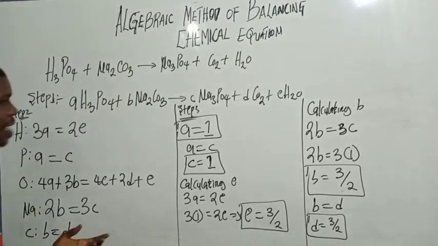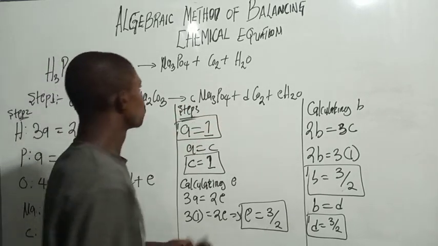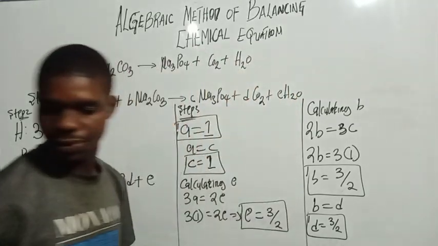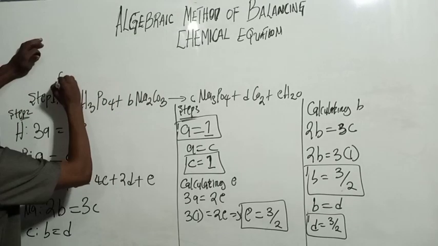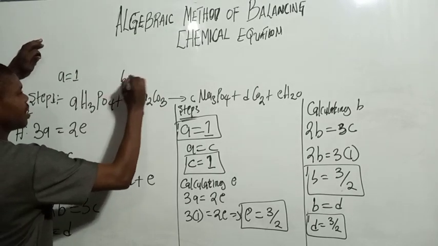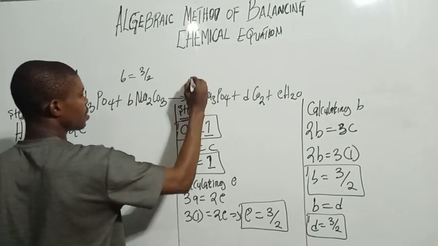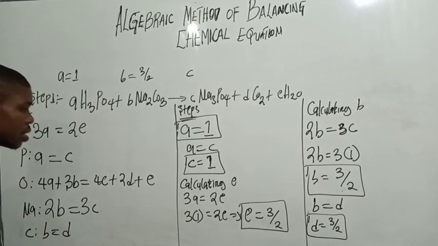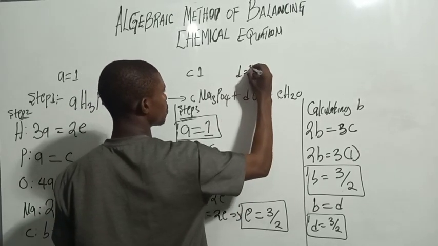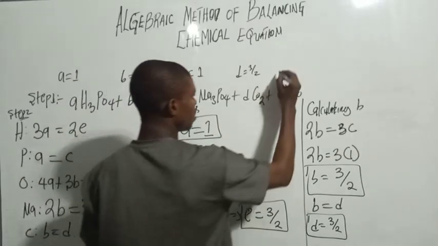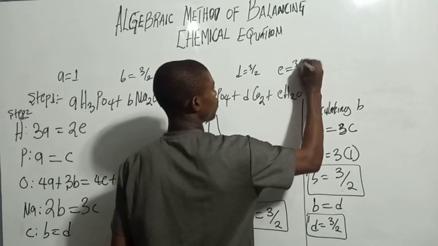So next here, I've got my A, B, C, D, and E. What I'm going to do here is just write everything out. A is equal to 1. B is equal to 3 over 2. C is 1. D is 3 over 2. Then E is 3 over 2.